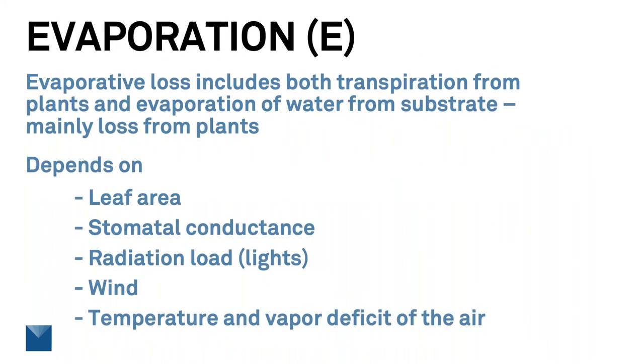Let's now go to the evaporation term, the E term in the equation. That includes both the water that evaporates from surfaces and the water that's transpired by the plants. In controlled environments, the exposed evaporating surface is often small compared to the evaporating surface of the plant. So we'll mainly focus on the water that's lost by the plant. The factors that affect evaporative loss are the leaf area, the stomatal conductance, the radiation, wind, temperature, and vapor deficit.